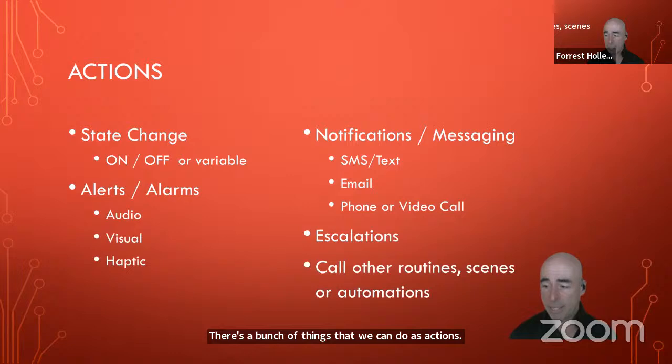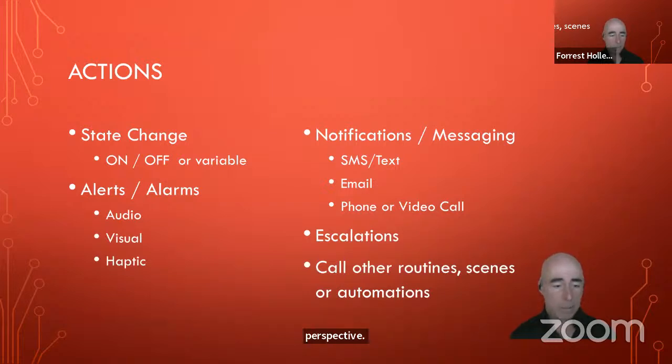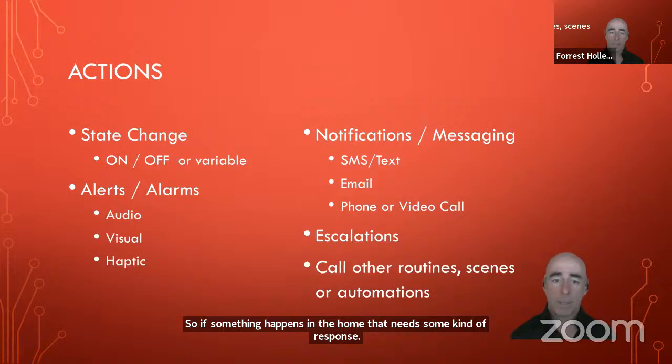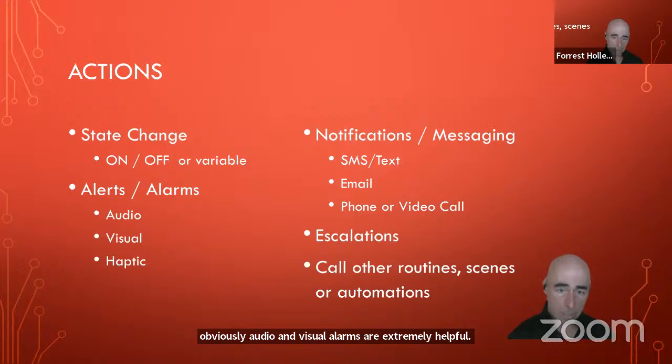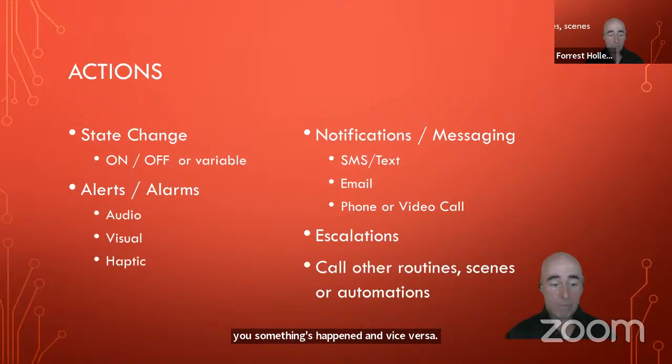Alerts and alarms, now these are really important, particularly from a safety perspective. So if something happens in the home that needs some kind of response, so the stove has been left on too long, or a smoke detector has gone off in a room, obviously audio and visual alarms are extremely helpful. If you are somebody who's visually impaired, having audio alarms to tell you something's happened, and vice versa. There can even be haptic alarms, vibration, to let us know that something's happening.